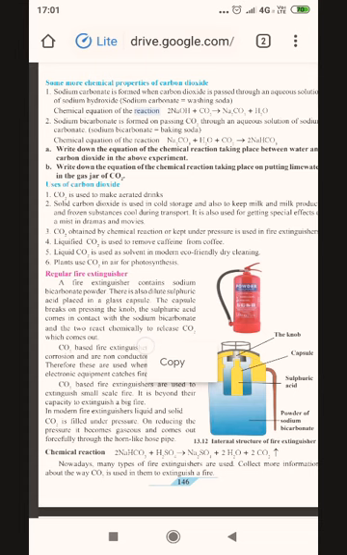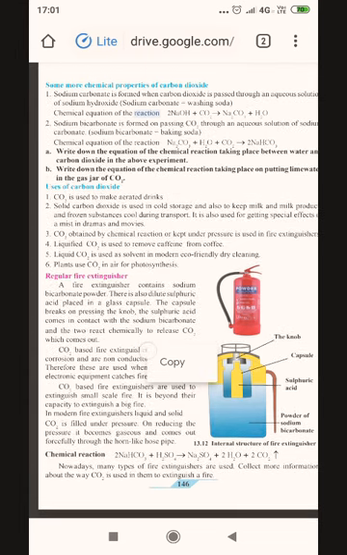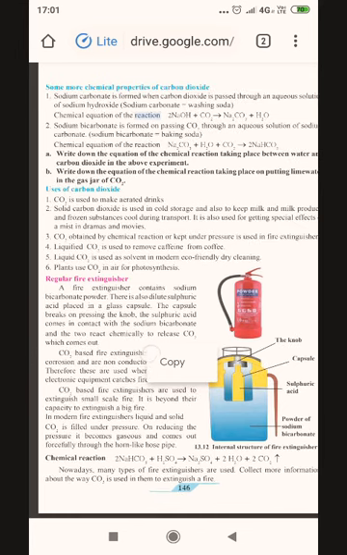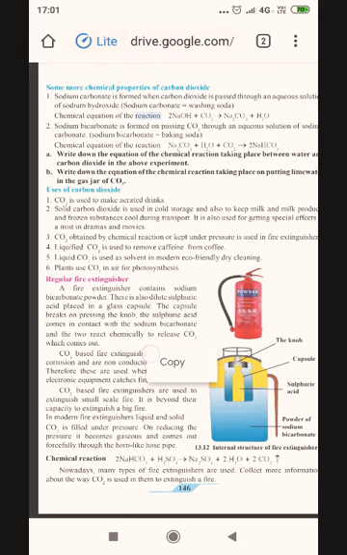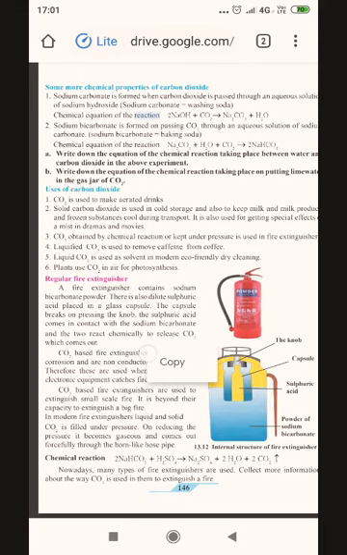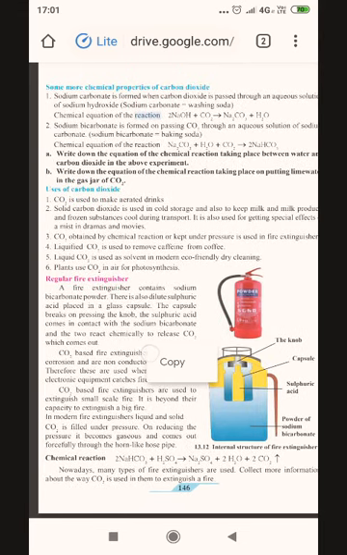Sodium carbonate is formed when carbon dioxide is passed through an aqueous solution of sodium hydroxide. Sodium carbonate is nothing but washing soda. Chemical equation of the reaction: sodium hydroxide plus carbon dioxide forms sodium carbonate plus water.